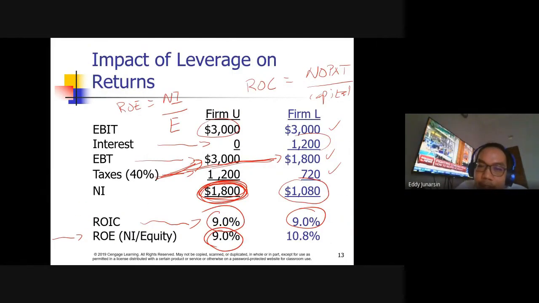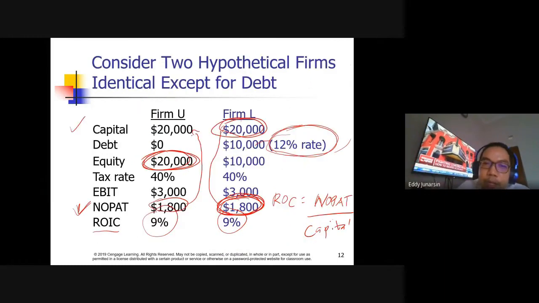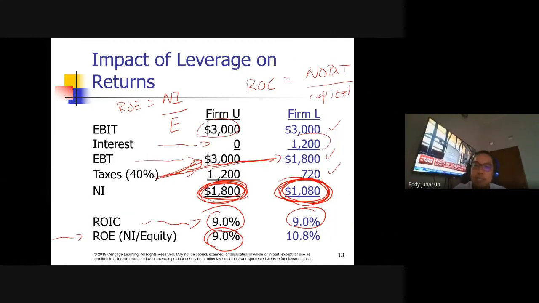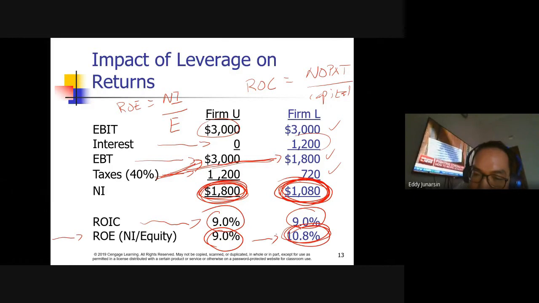What about firm L? How much is the net income again? This one? 1,080. 1,080 divided by its equity. And its equity is 10,000, because out of the 20,000 capital, it employs 10,000 debt. So the equity is only 10,000. So 1,080 divided by 10,000 is 10.8%. So you see here, this is an important fact: the return on equity is higher for a levered firm.